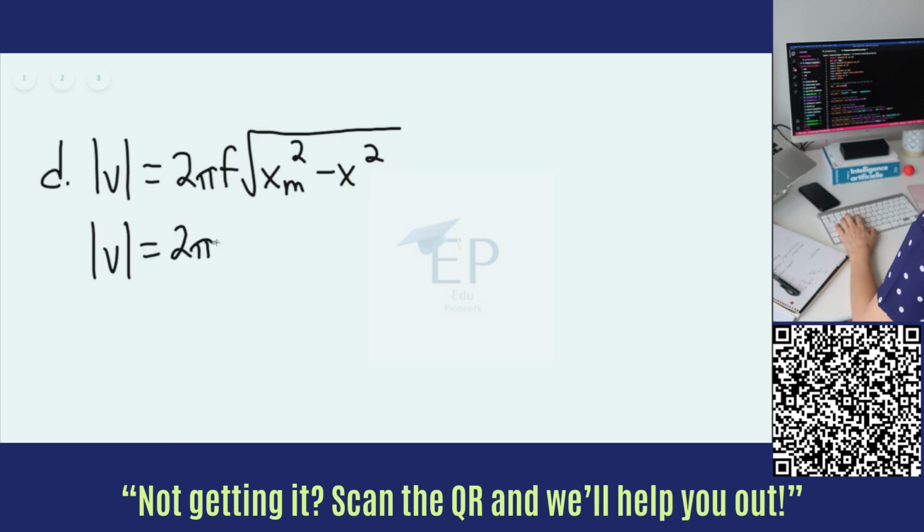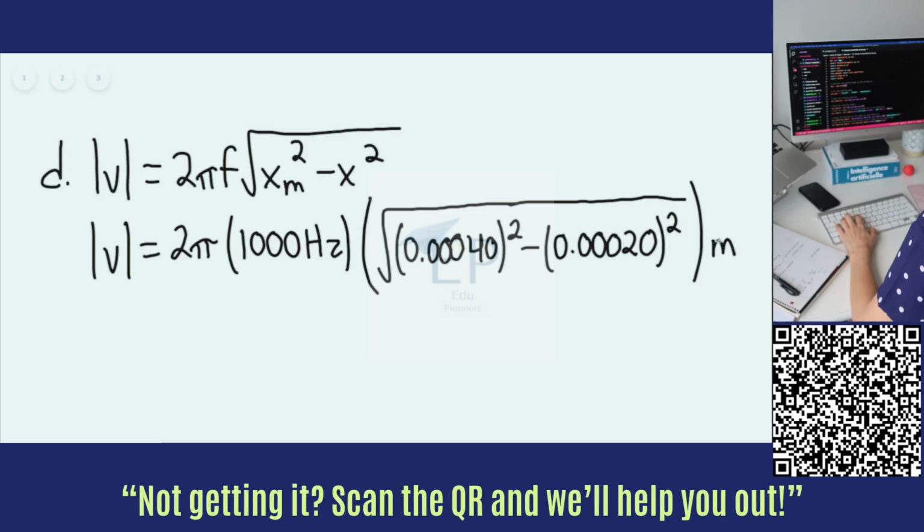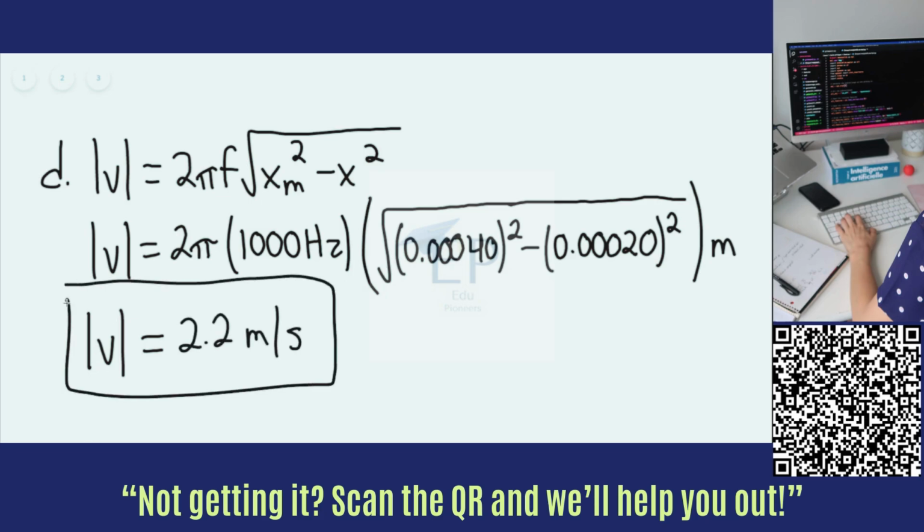So 2 pi times 1000 hertz, and then this would be multiplied by the square root of 0.00040 quantity squared minus 0.00020 quantity squared, end the square root. The units here would of course be meters, and we find that the absolute value of the velocity is giving us 2.2 meters per second. This would be our answer for part D.